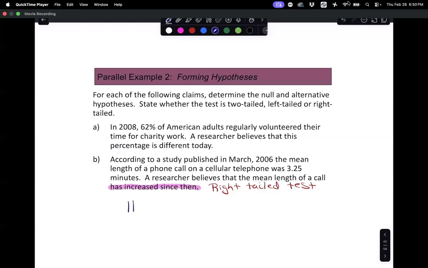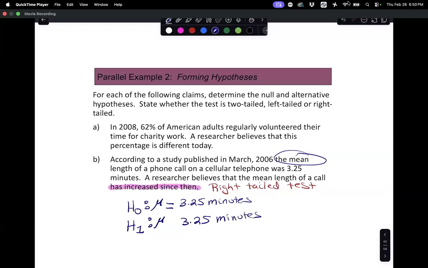Our null hypothesis. We're talking about mean length of a phone call. So use mu. Always equals 3.25 minutes. Remember, the null hypothesis is always going to say equals. Alternative hypothesis. Everything is the same except the sign. So greater than says has increased. So this means greater than. That's a really ugly greater than, but you know what it means.